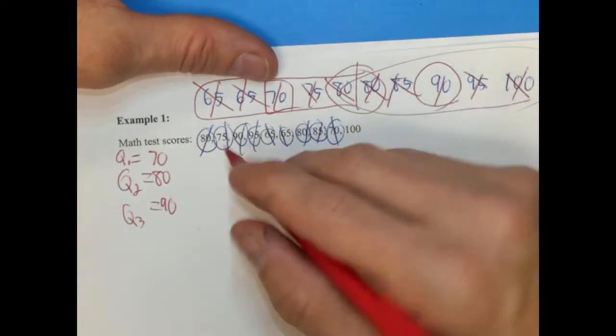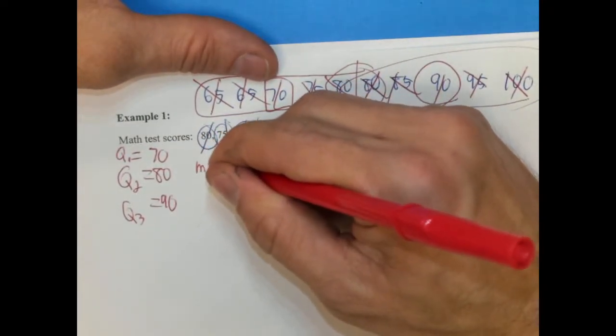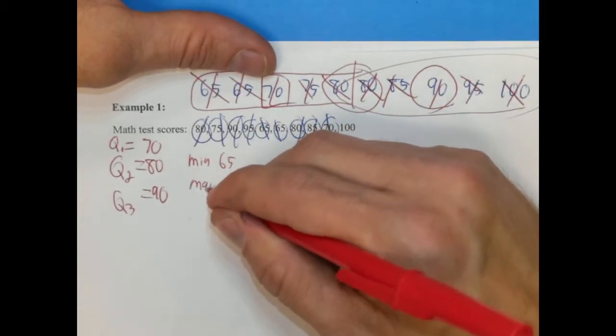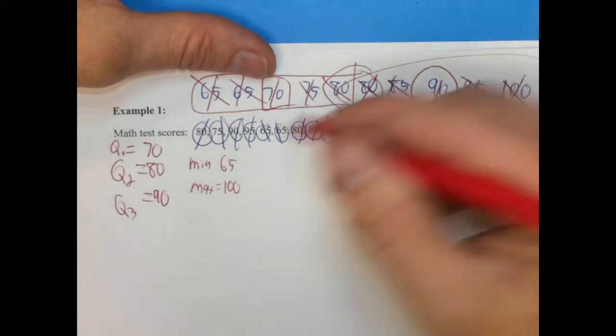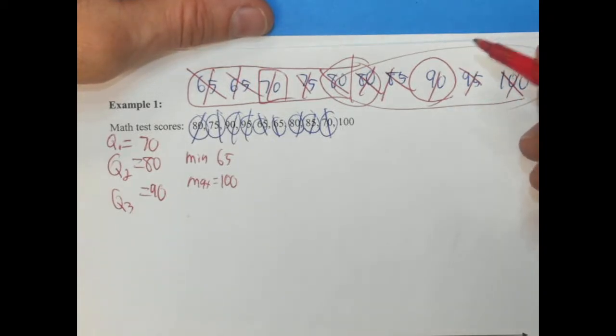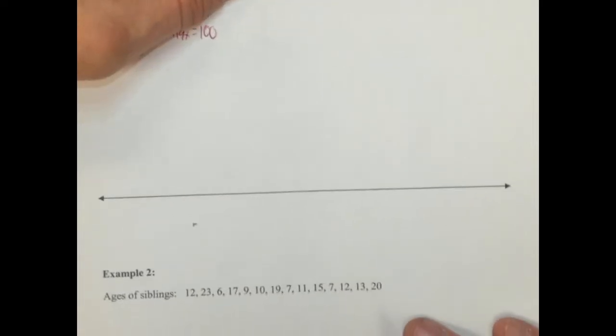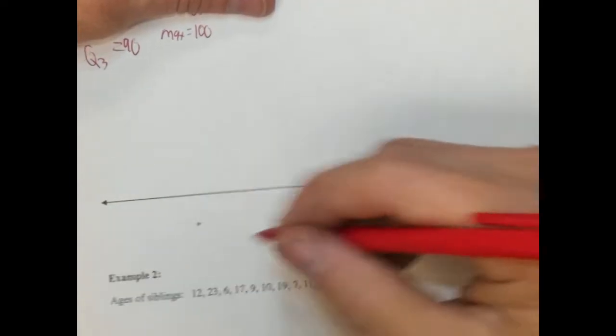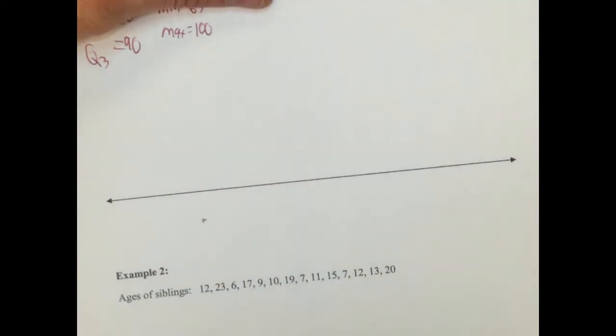Okay. Our minimum is 65, and our maximum is going to be 100. All right, so let's go ahead and make our number line here. They give us a line here. I'm going to start with 60 and go to 100.